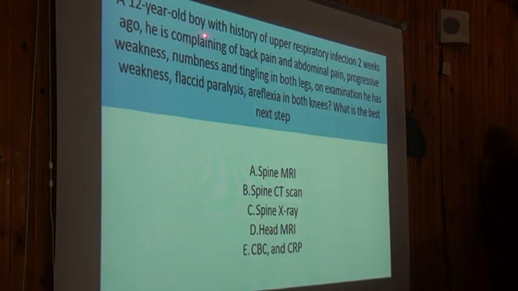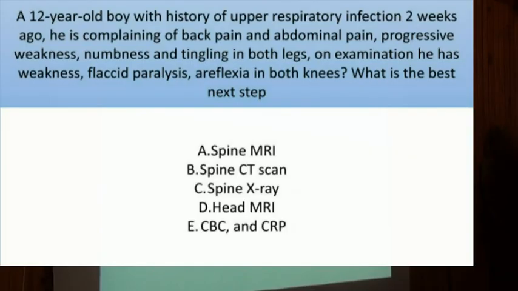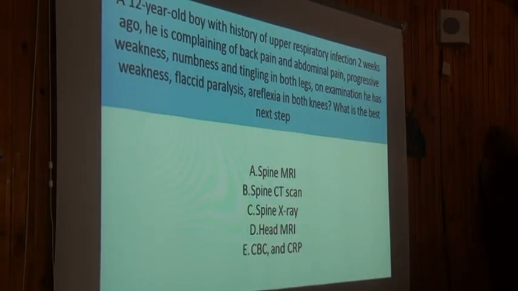Another case: a 12-year-old boy with a history of upper respiratory tract infection 2 weeks ago. He's complaining of back pain and abdominal pain, progressive weakness, numbness, and tingling in both legs. On examination, he has weakness, flaccid paralysis, and areflexia in both knees. What is the best next step? Spine MRI or CT scan, spine X-ray, head MRI, or CBC with CRP.